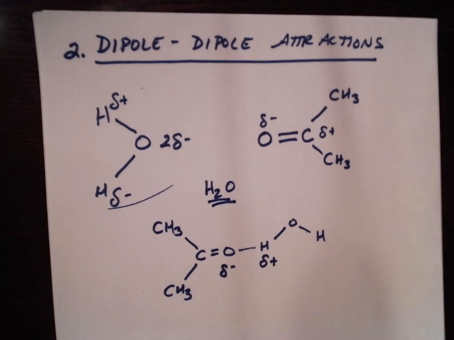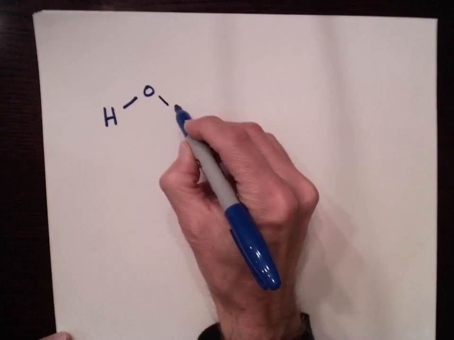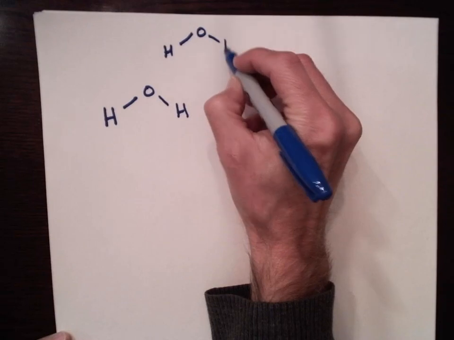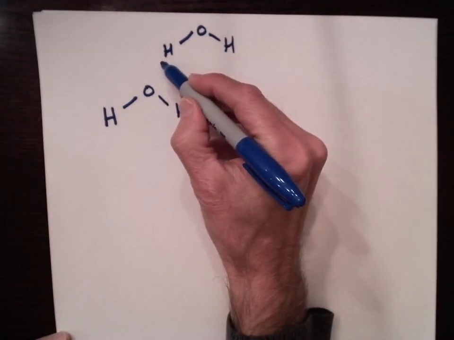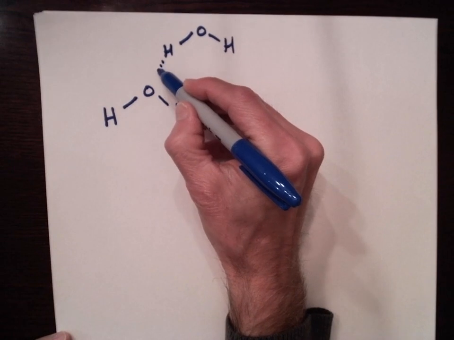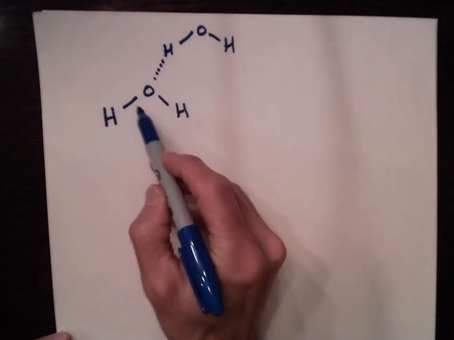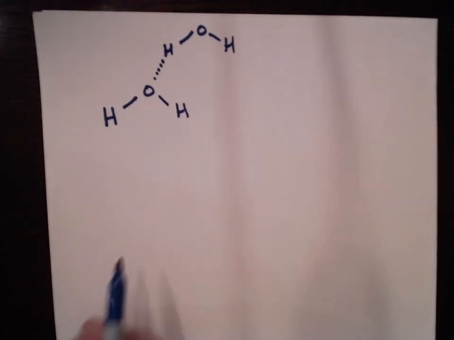Okay, let me draw what you should have come up with for possible orientations. It doesn't have to look exactly like what I've drawn here, but you should have some sort of interaction where the hydrogen atom of one water molecule is oriented toward the oxygen atom of another water molecule. If you have something that looks like this, you know what you're doing in the case of dipole-dipole attractions.